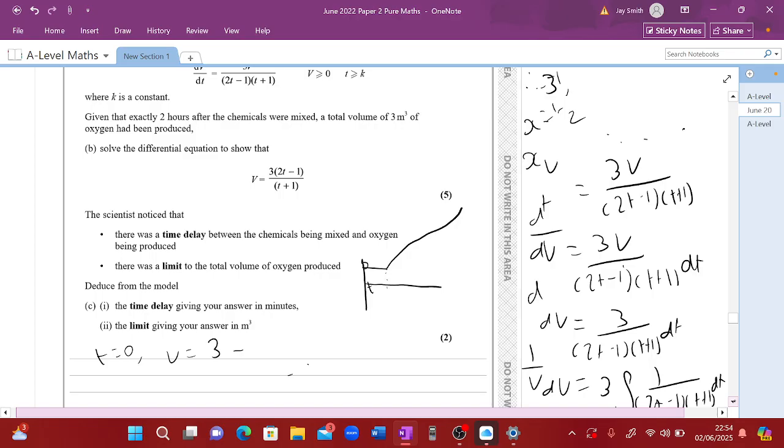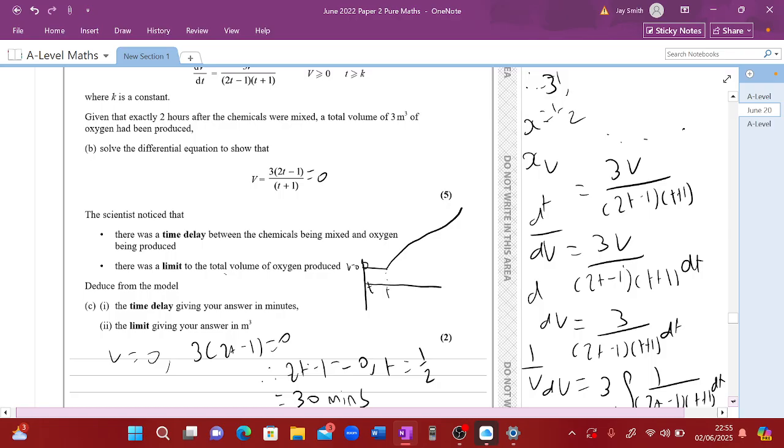You want to find the value of t such that v, the volume of oxygen produced, is initially 0. So you want v0, and then you want to find the value of t that gives that. If you're solving a fraction, the numerator has to be equal to 0. So 3 over 2t minus 1 equals 0. Therefore, 2t minus 1 equals 0, so t would be a half. Now, t's in hours, so half an hour is 30 minutes.